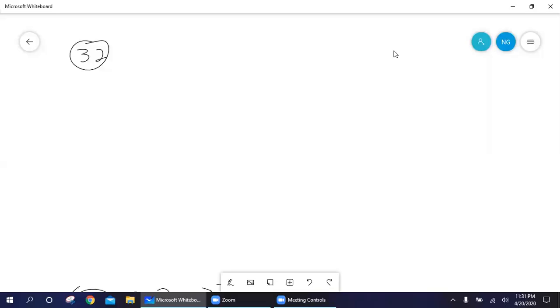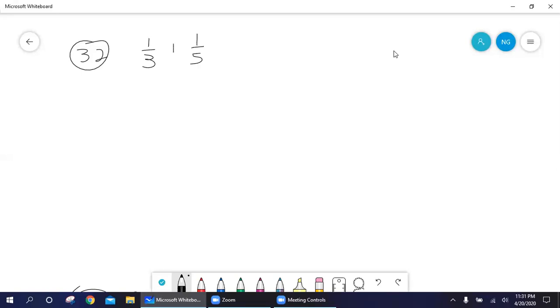On number 32, there's several methods to attack this. Here's how I like to think of this problem. Scott can paint a house in 3 hours. That means in 1 hour, Scott paints 1/3 of a house. Caleb can paint it in 5 hours. That means in 1 hour, Caleb can paint 1/5 of a house.